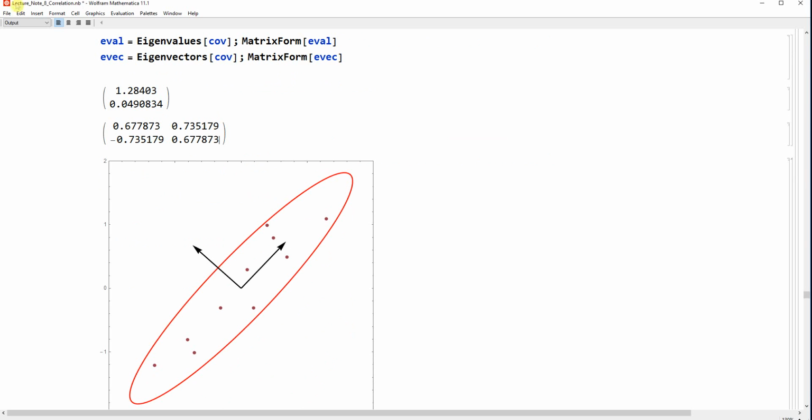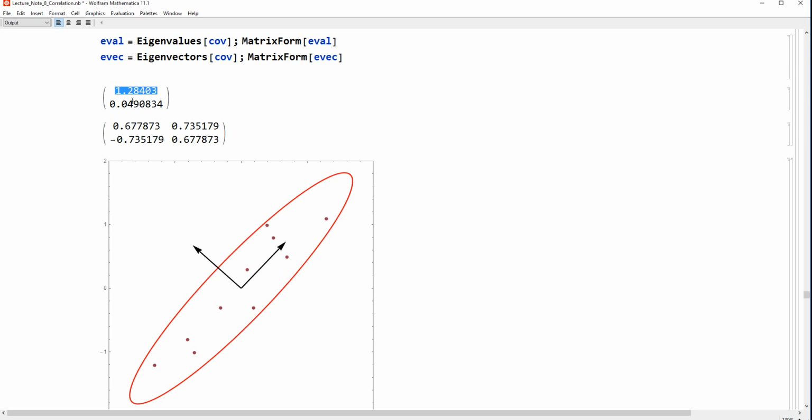First of all, both of them, of course, have length 1, unity, as eigenvectors should. But look at the eigenvalues. The first eigenvalue is 1.3, and the second one is very small. That's a measure of the scatter in the direction of the first and the second eigenvector: very small and very large. So the eigenvalues and the eigenvectors tell us in what direction the data is scattering and how much.